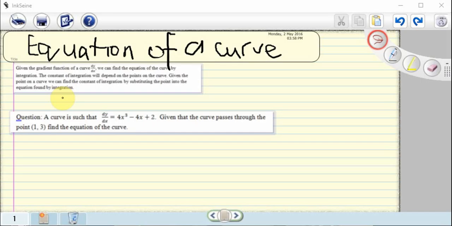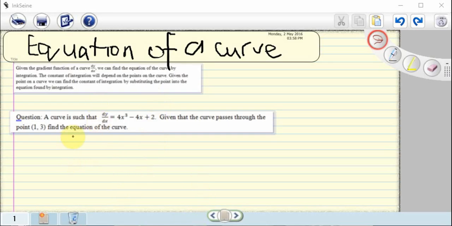Now I ask the question: a curve is such that dy by dx is equal to 4x cubed minus 4x plus 2. Given the curve passes through the point (1, 3), find the equation of the curve. But how do we do that? As we said, in order to do that, first of all, we need to integrate the function.